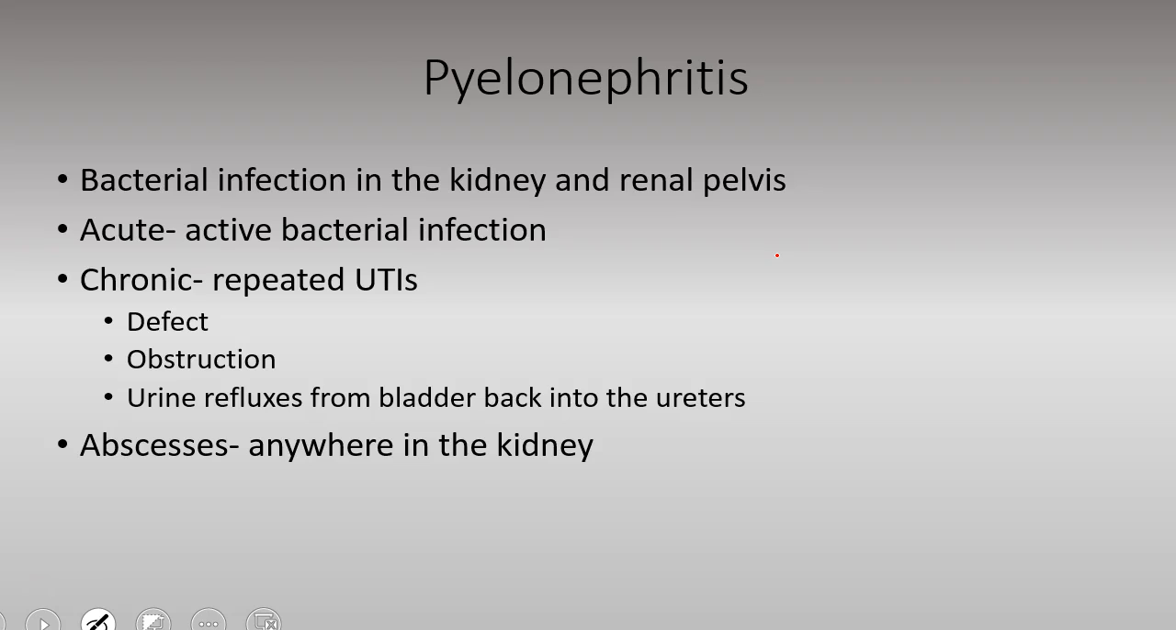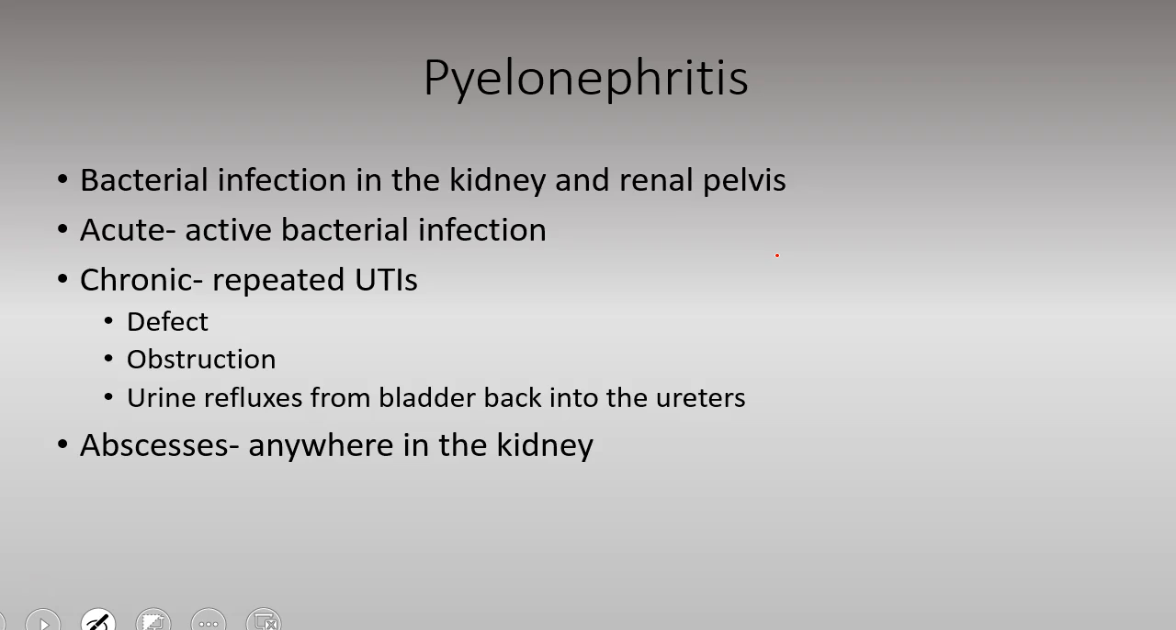This is a bacterial infection in the kidney and renal pelvis. Acute is an active bacterial infection, and chronic is from your repeated urinary tract infections. So for an acute patient, basically this is a UTI or some sort of infection that has now affected the kidneys themselves. With chronic, it's really just the repeat of all these things.